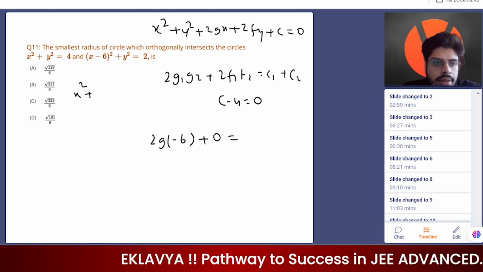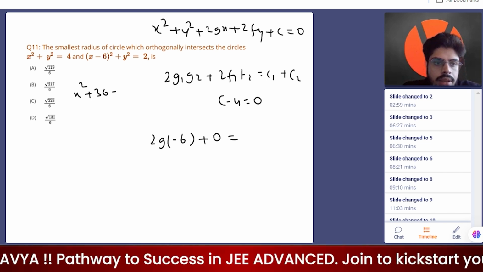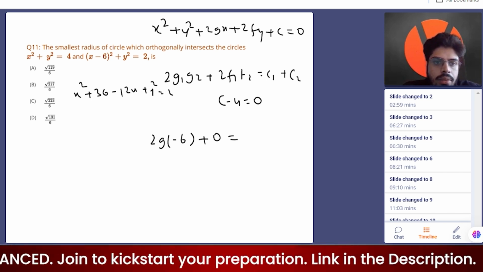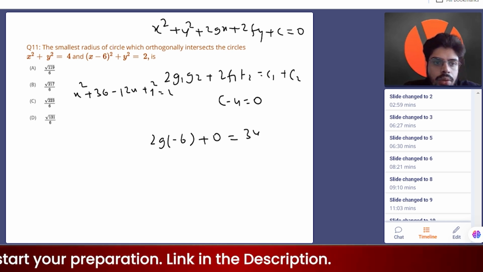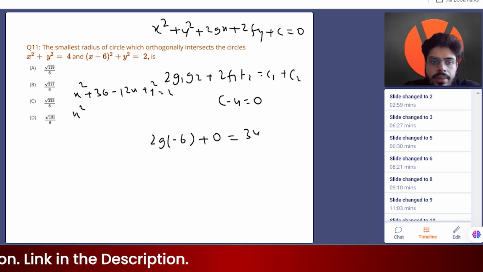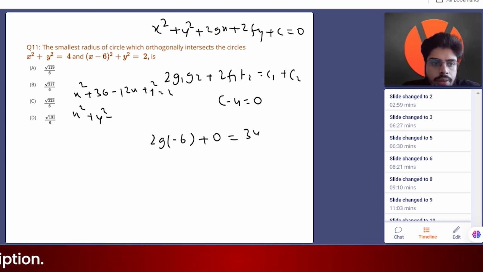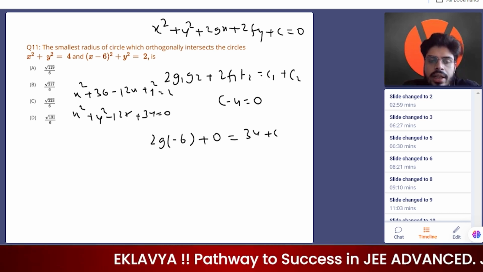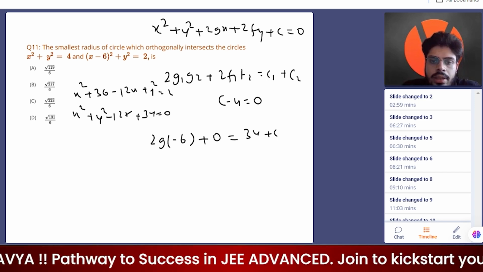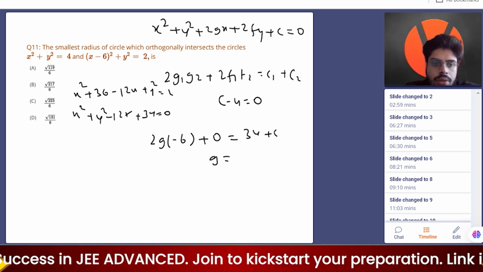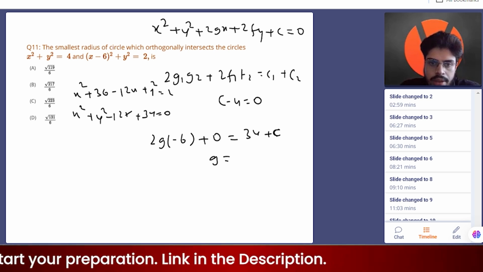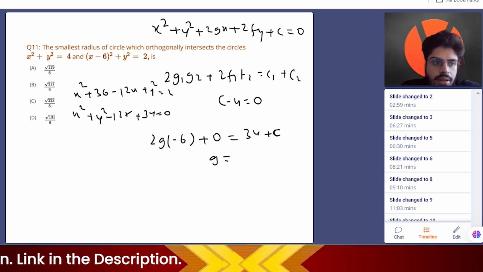So this will be x square plus 36 minus 12x plus y square equal to 2. So 34 will be c. With x square plus y square minus 12x plus 34 equal to 0 here, and from here the constant is c. So I get g is equal to 34 plus c upon minus 12.